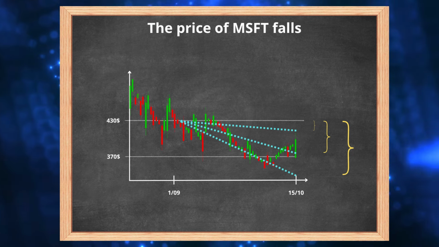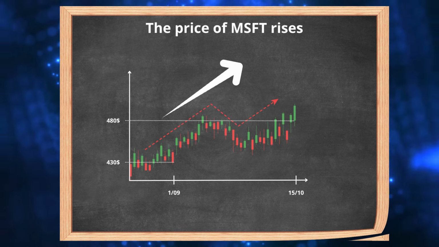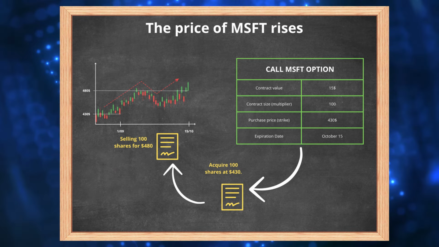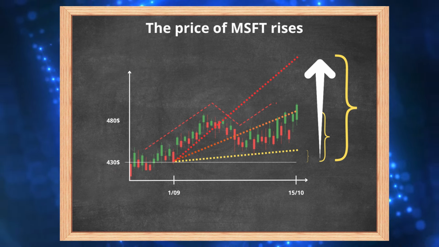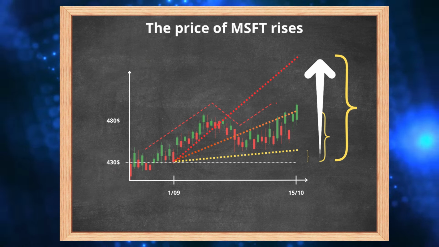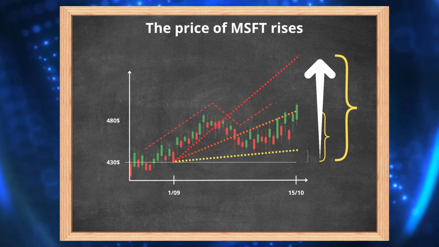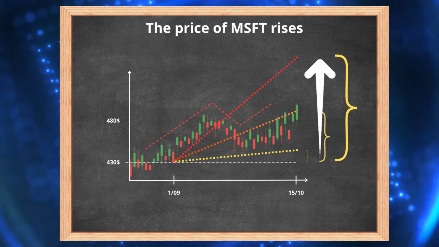If the price of the underlying asset rises above the strike price, the call option holder may choose to exercise the right. In that case, the extent of the price increase is very important because as the option seller, you must deliver the shares at $430 even if they are trading for much more on the market.